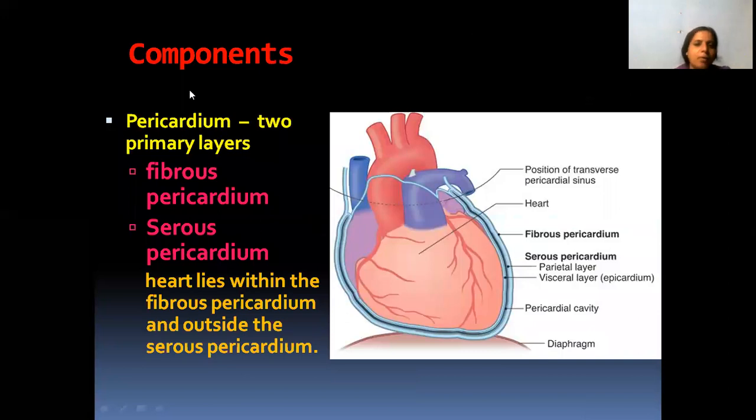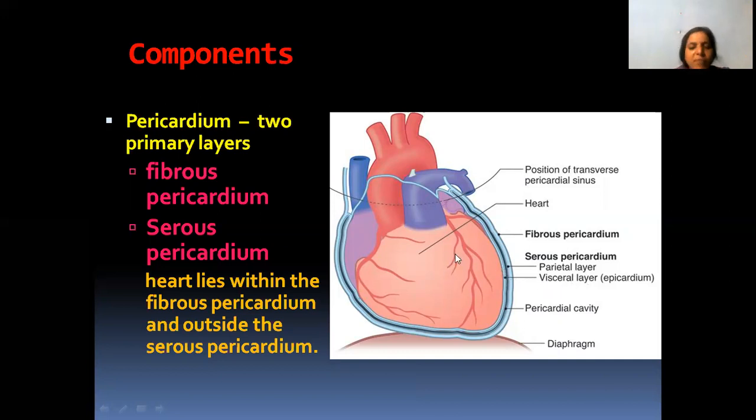Okay. Now, coming to the components of pericardium, we have two layers. The outermost covering, you call it fibrous pericardium. Below fibrous pericardium, we have serous pericardium. Okay, two layers. Fibrous pericardium will be tough and serous pericardium will be slippery. The serous pericardium has two further layers. What are those? Parietal layer and visceral layer.